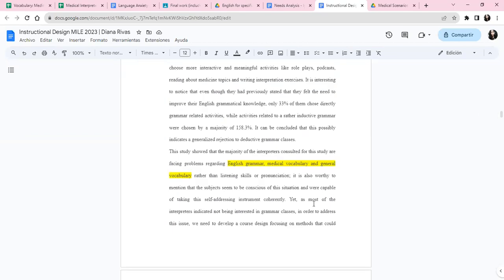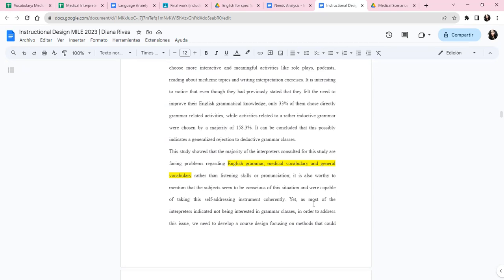So when we did this, we basically noticed that the majority of the interpreters that were consulted for this study are facing problems regarding English grammar, medical vocabulary, and general vocabulary, rather than listening or pronunciation skills.